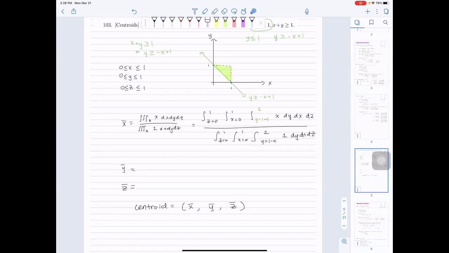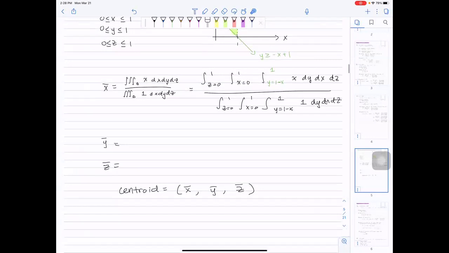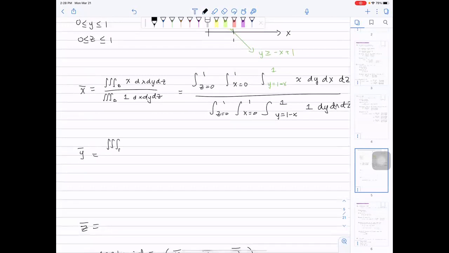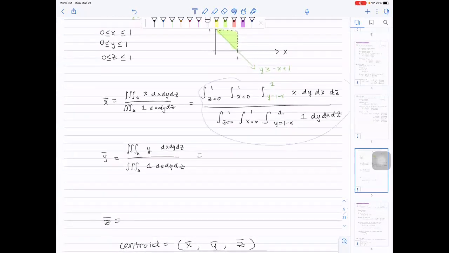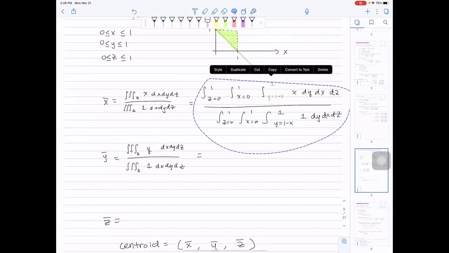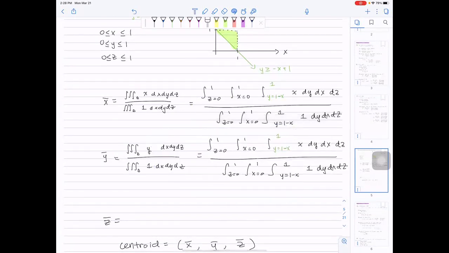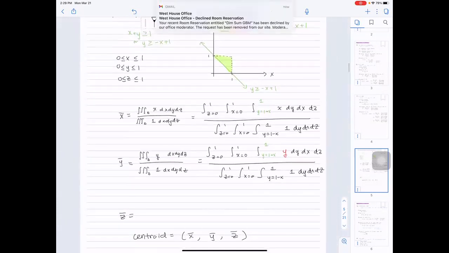Yes. Can we do the y? Yep. So keep in mind the same formula, except now we're doing the triple integral with y, dx, dy, dz, over the triple integral with 1. It's actually the same exact thing, because your bounds don't change. Y is still between this minimum and maximum, x is still between 0 and 1, y is still between 0 and 1. The only difference is this expression should be a y here. Any other questions on that?